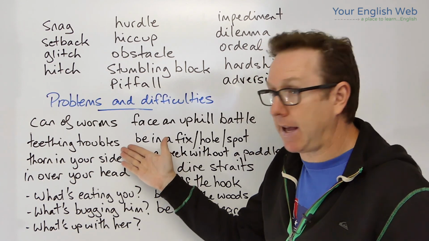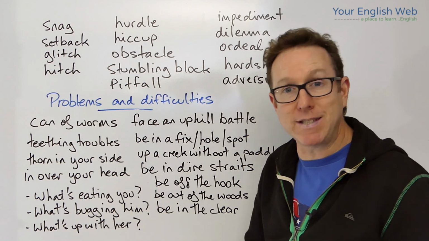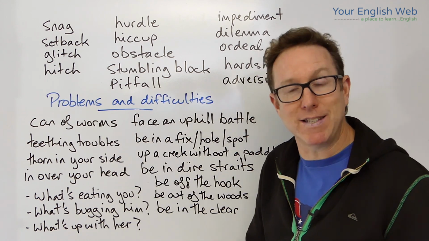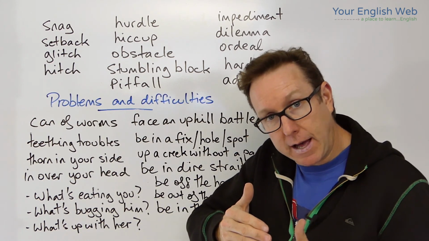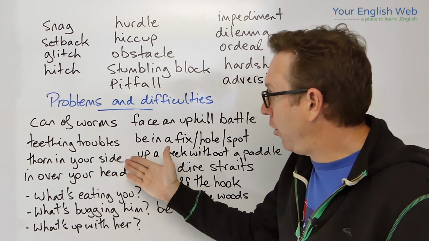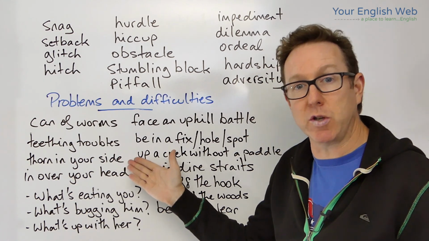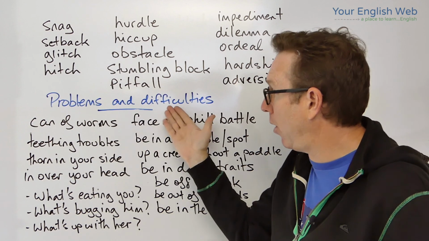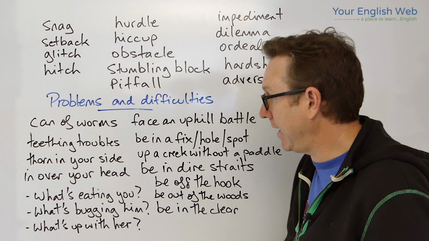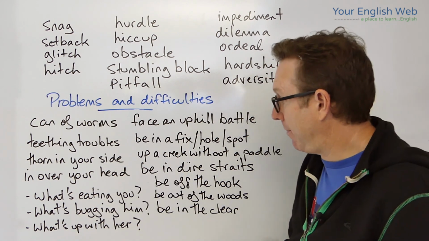A project can have teething troubles. So something that you're working on, you can have teething problems or teething troubles, small problems that you need to get out of the way so that the project, let's say again, works smoothly. A thorn in your side, something can be a thorn in your side, something that is causing you problems or difficulties constantly. It's a thorn in my side. You could say your boss is a real thorn in my side, for example.